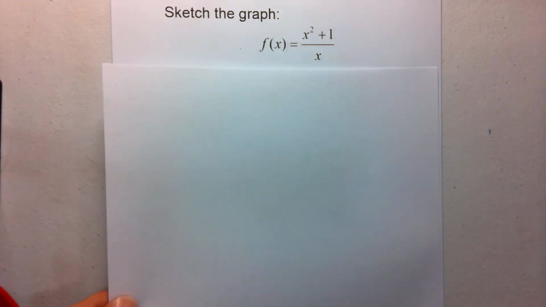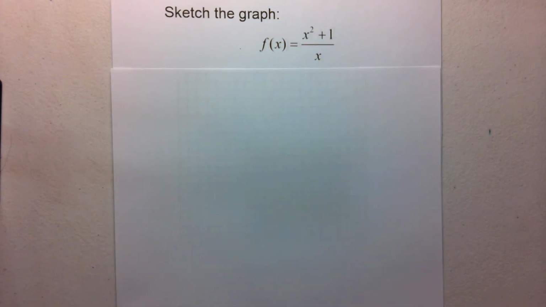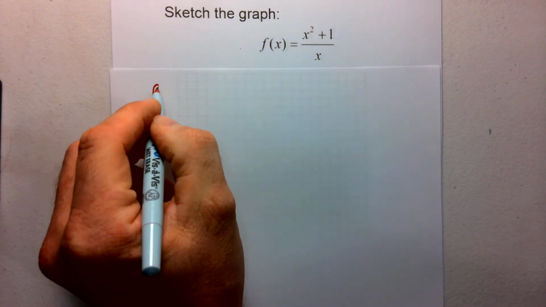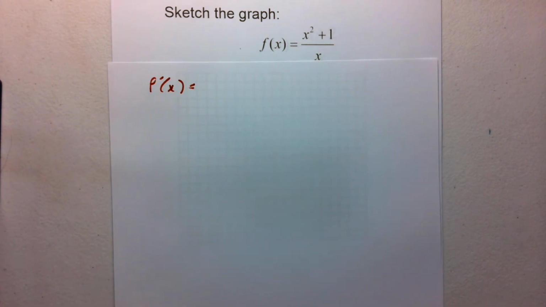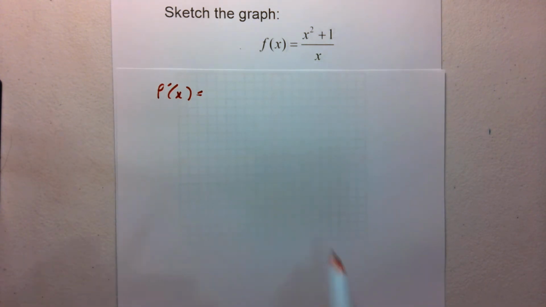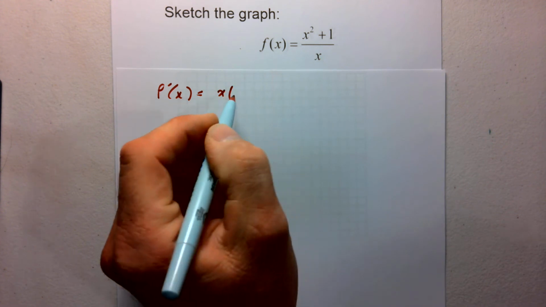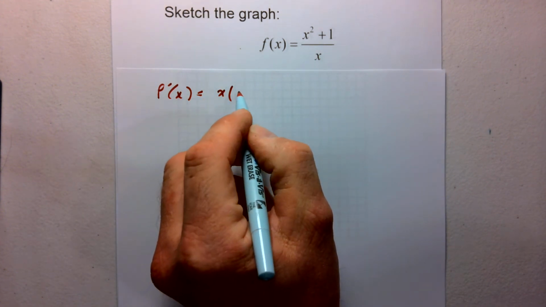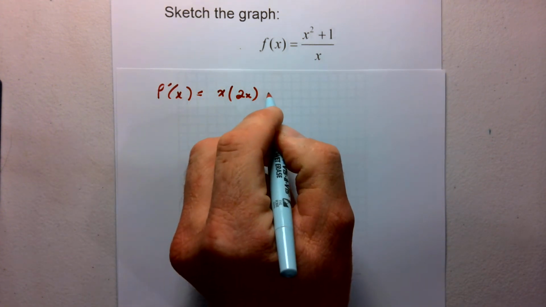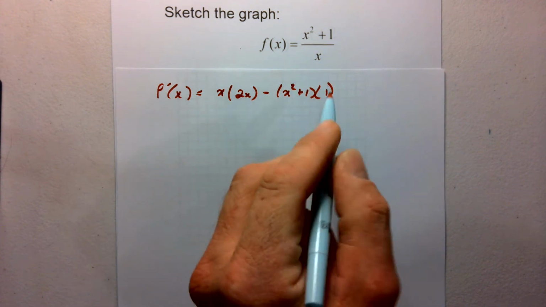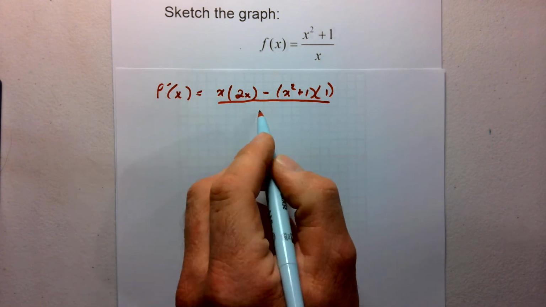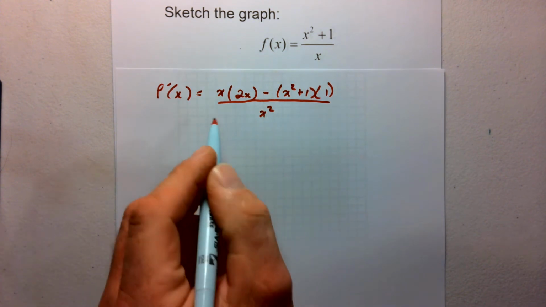So the first thing I'm going to do is go ahead and find my critical information. I'm going to have another sheet of paper here. So the first thing I'm going to do is find my first derivative. So that's going to tell me my increasing, decreasing intervals. So I have quotient rule. I have my low d high, so x times 2x, minus my high, x squared plus 1, times the derivative of the bottom, which is 1, divided by the denominator squared.